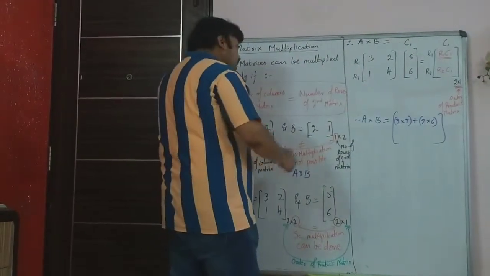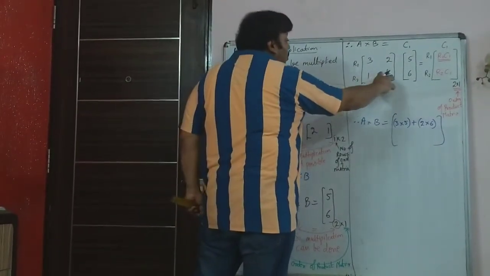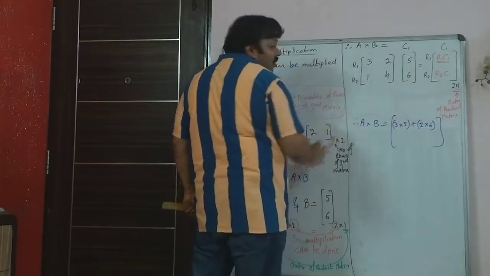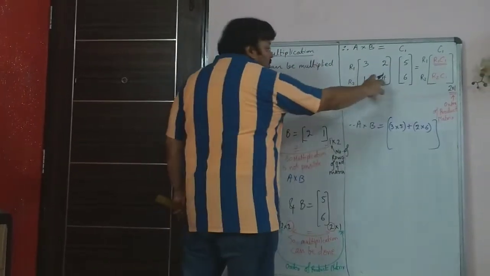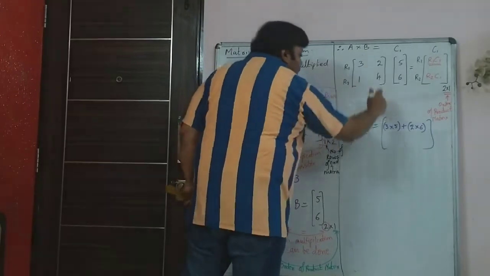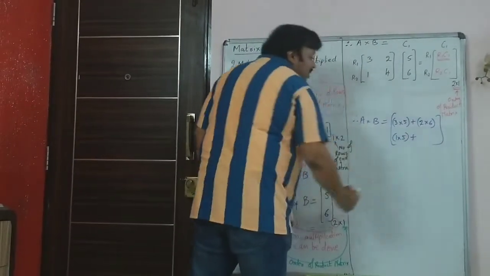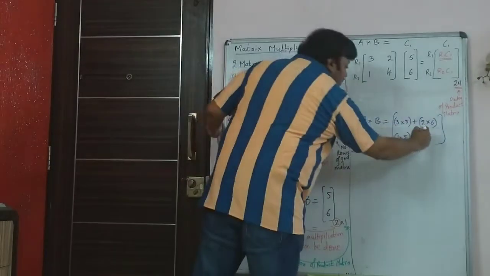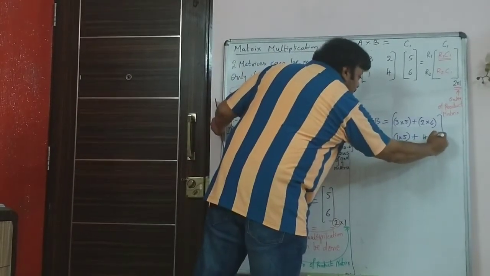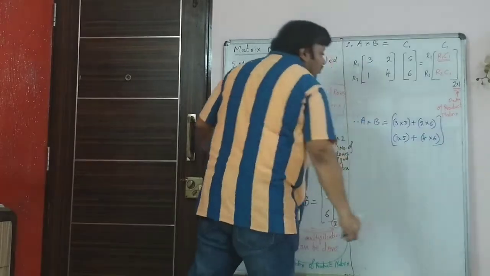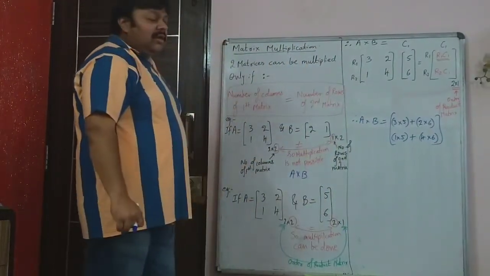Then the same way, the second one is row 2 with column 1. So 1 into 5 plus, it's always plus, 4 into 6. So that's the second one.